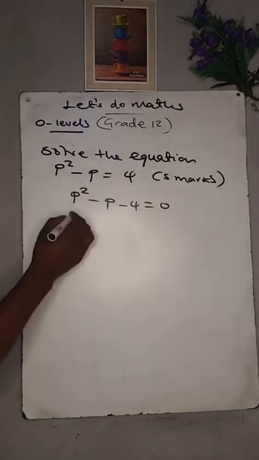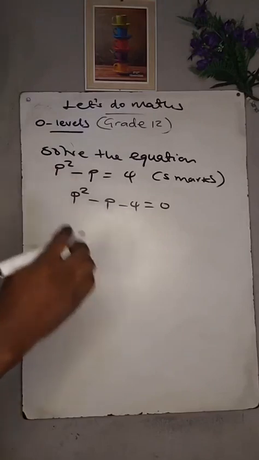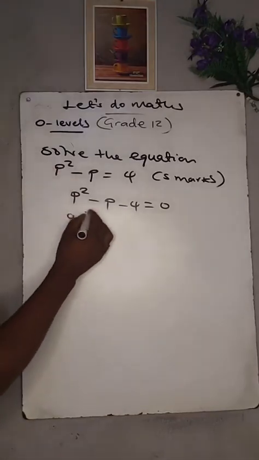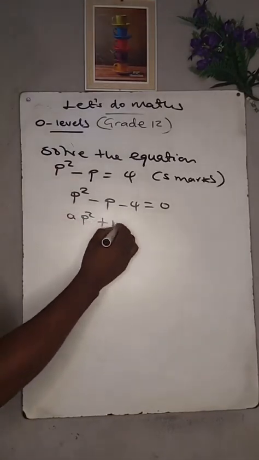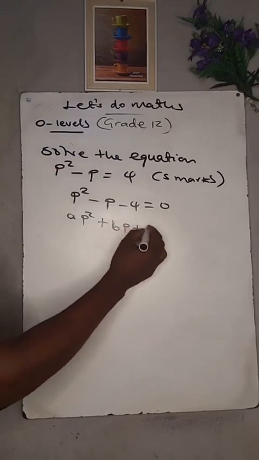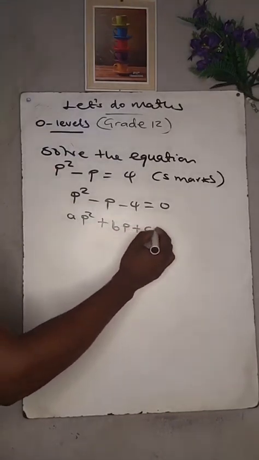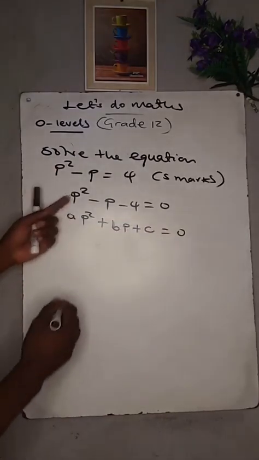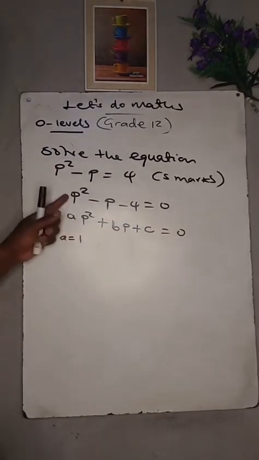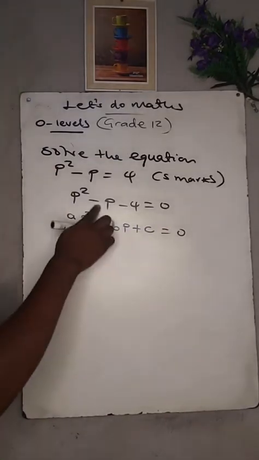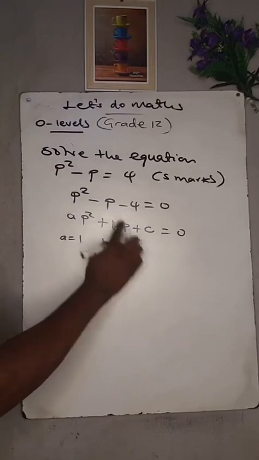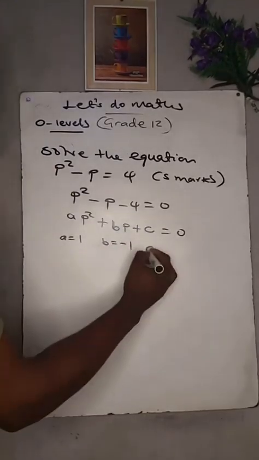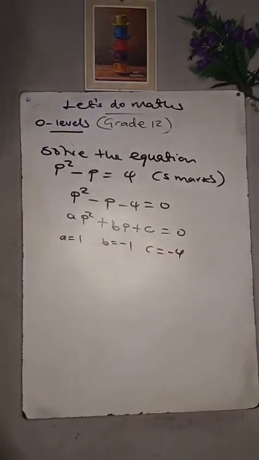So a standard equation of a quadratic equation is in the form of ap squared plus bp plus c is equal to 0. Okay, so our a, we have said that it is 1, the coefficient of that p squared. Then our b is negative 1, the coefficient of that p, and our c is negative 4. Okay, that's how we collect data.